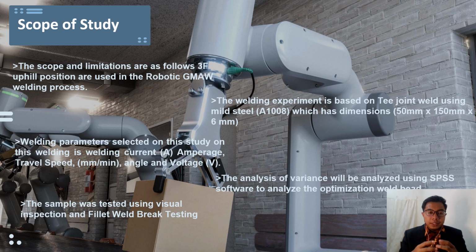Next, the welding parameters selected in this study are, firstly, welding current in amperes, second, traverse speed, and lastly, voltage. Next, the analysis of variance will be analyzed using SPSS software for the optimization of the weld bead. And lastly, the samples for testing use visual inspection. And then we are going to use the fillet weld break testing.